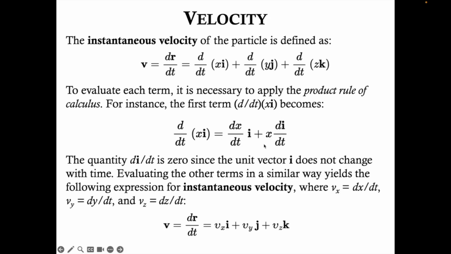Now notice this quantity here, d i hat by dt, is exactly 0, since the unit vector i hat does not change with time. It's constant in its magnitude and its direction. Evaluating the other terms in a similar way yields the following expression for instantaneous velocity, where v sub x equals dx by dt, v sub y equals dy by dt, and v sub z equals dz by dt. So in rectangular coordinate system using i hats, j hats, and k hats, the velocity vector v, which is dr by dt, equals the following in Cartesian vector notation: v sub x i hat plus v sub y j hat plus v sub z k hat.